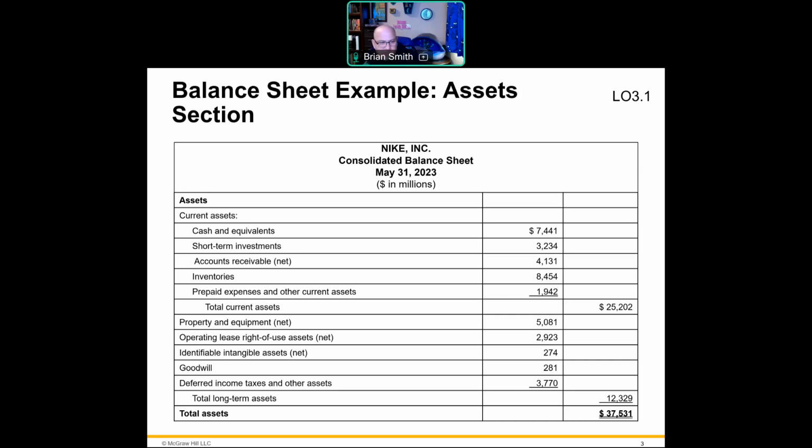We have operating leases. We don't talk about leases in accounting 112. They are covered, excuse me, in intermediate accounting. We do cover that in intermediate accounting 2, but not in intermediate accounting 1. Identifiable intangible assets, goodwill, deferred income taxes, etc. Okay, those are your balance sheets. Notice how they're broken out into current assets. And then we lump together all the long-term, or sometimes people like to call them long-lived assets.